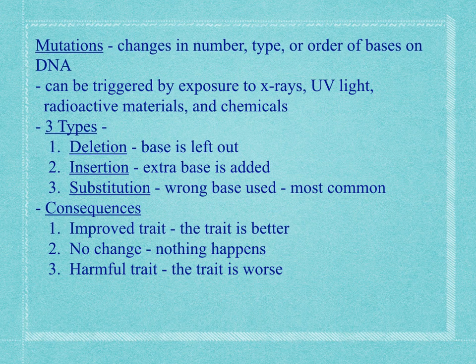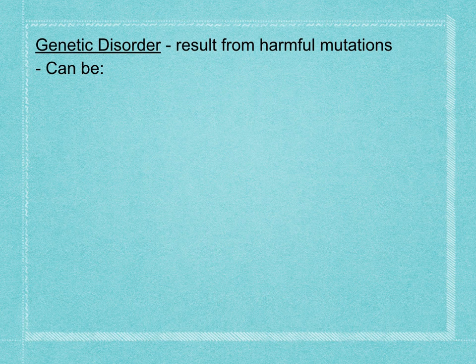And then the third thing that can happen is you can have a harmful trait. So what happens with the harmful trait is that the trait actually is worse than it normally would be. A lot of those harmful traits lead to what we call genetic disorders. So genetic disorders are like, we can kind of think of them like diseases related to genetics that are caused by these harmful mutations.